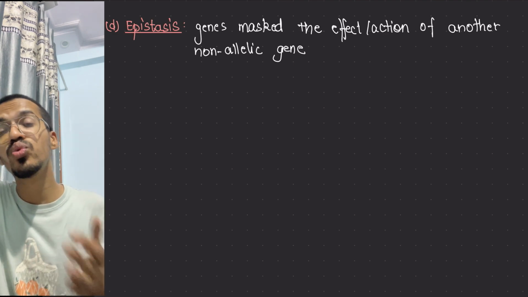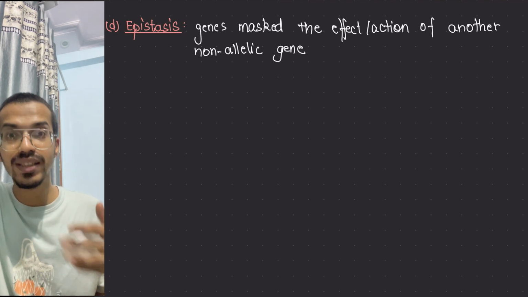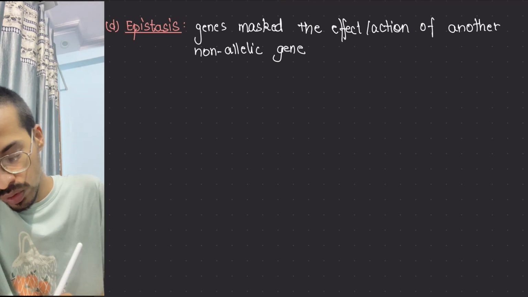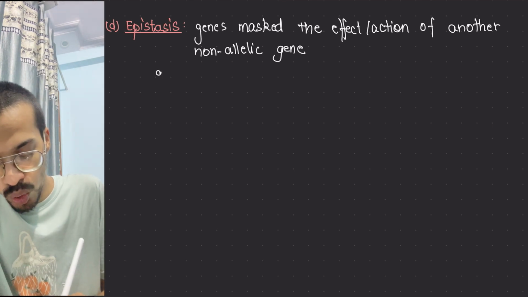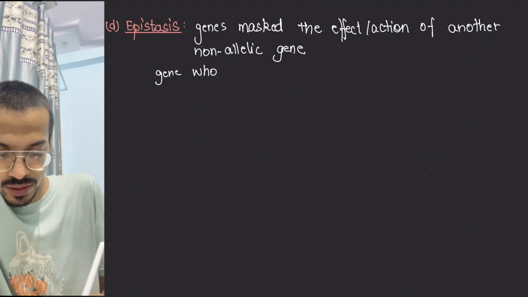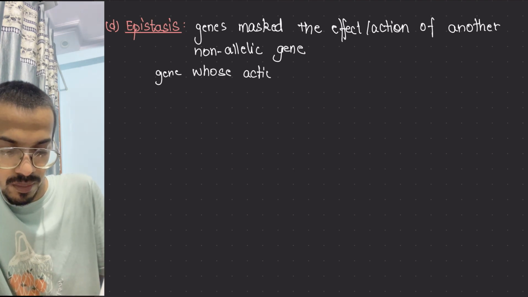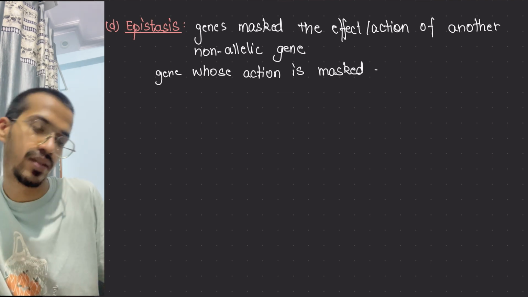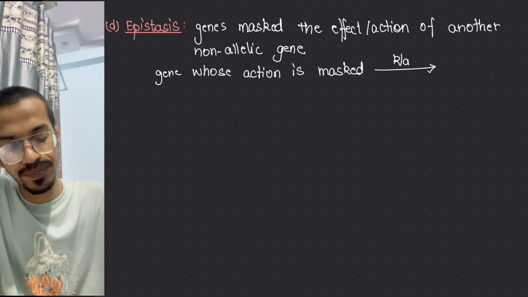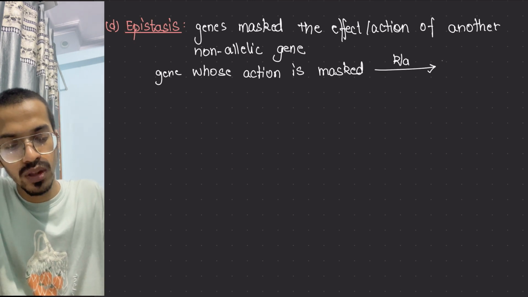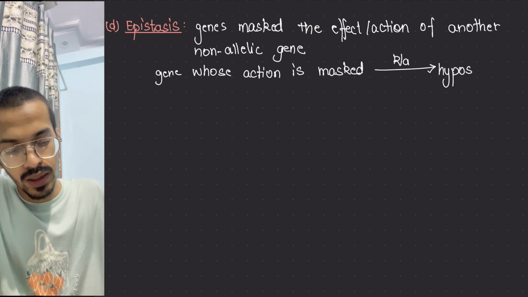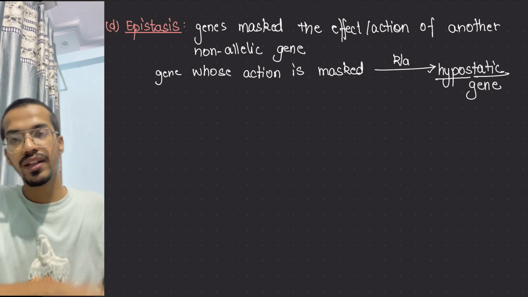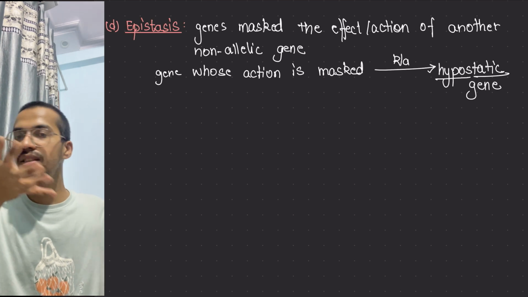Now the gene whose effect is masked is called the hypostatic gene. Hypostatic means below the effect of the gene. Now it is of two types. One is dominant, the other is recessive.